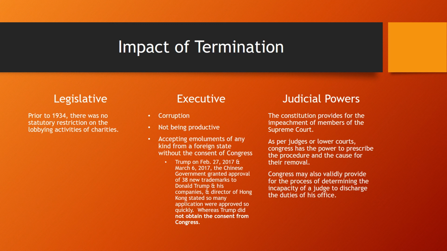In the judicial power, the Constitution provides for the impeachment of members of the Supreme Court. As per judges of lower courts, Congress has the power to prescribe the procedure and the cause for the removal. Congress may also validly provide for the process of determining the incapability of a judge to discharge the duties of his office, and these all have impacts of termination for each branch.